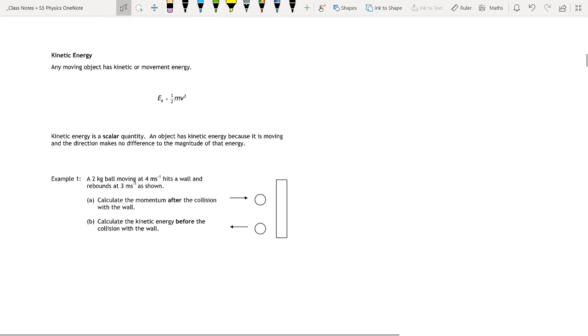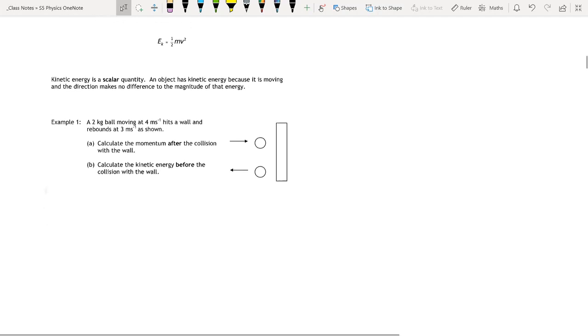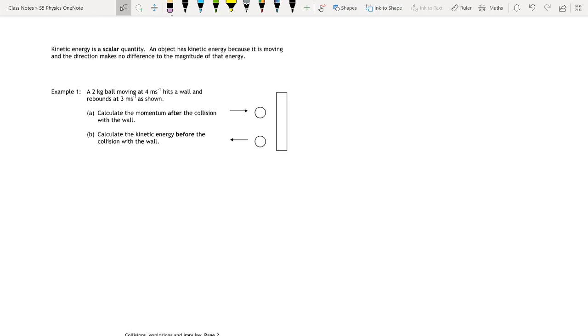And just a reminder about your kinetic energy equation. Any moving object has kinetic energy, or moving energy. So kinetic energy is half mv squared, and it's a scalar quantity. An object has kinetic energy because it's moving, and the direction just makes no difference to the magnitude of that energy. So, example 1, nice and straightforward.